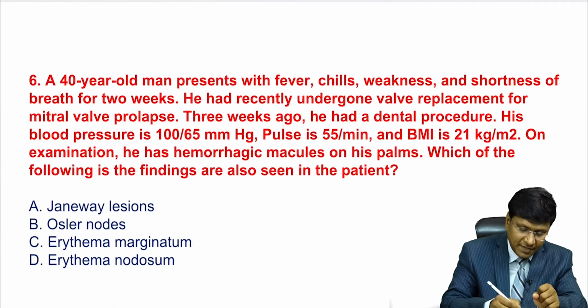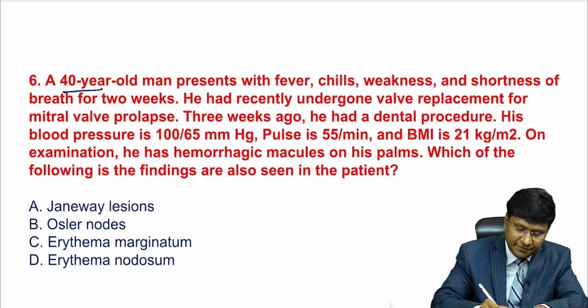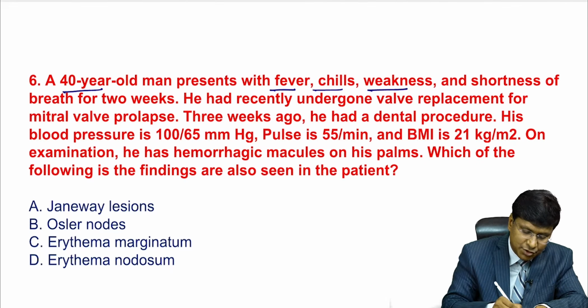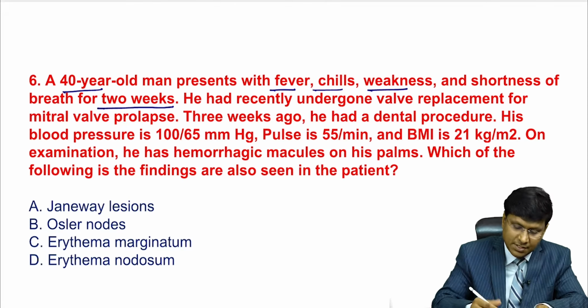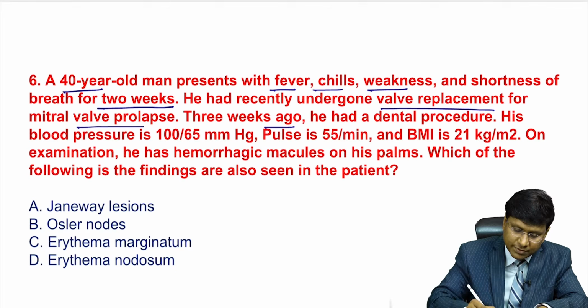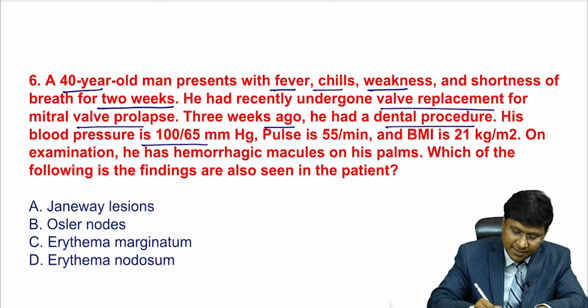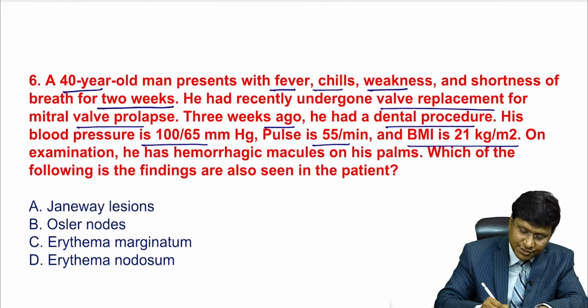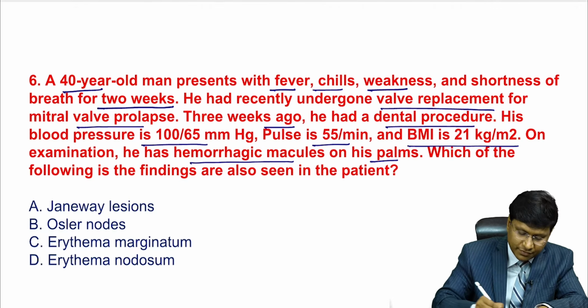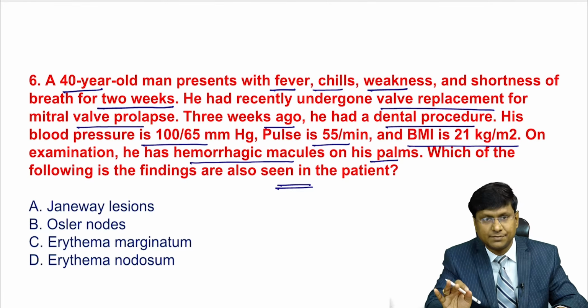Then coming on to the next question, we have a 40-year-old man presenting with fever, chills, weakness and shortness of breath for 2 weeks. He had recently undergone valve replacement for mitral valve prolapse. 3 weeks ago, he had a dental procedure. His blood pressure is 100 by 65 millimeters of mercury, pulse is 55 per minute and the body mass index is 21 kg per meter square. On examination, he has hemorrhagic macules on his palms. Which of the following findings are also seen in the patient? Janeway lesions, Osler's nodes, erythema marginatum, erythema nodosum.